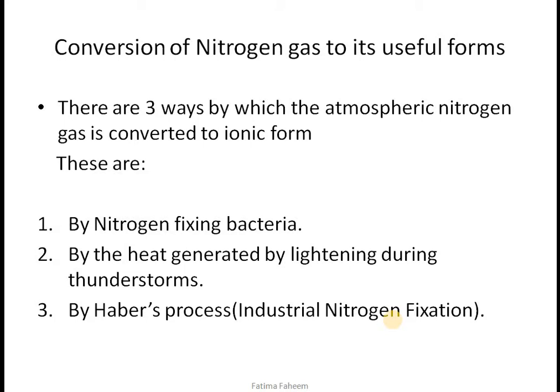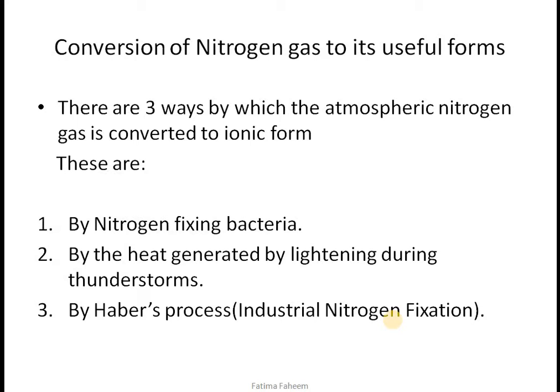The second point is the heat generated by lightning during thunderstorms. When thunderstorms come, there is lightning, and lightning produces a lot of electric discharge, which is actually a lot of heat. That heat does something in the atmosphere which causes the formation of some ionic forms of nitrogen, which again I will explain to you in our slides ahead.